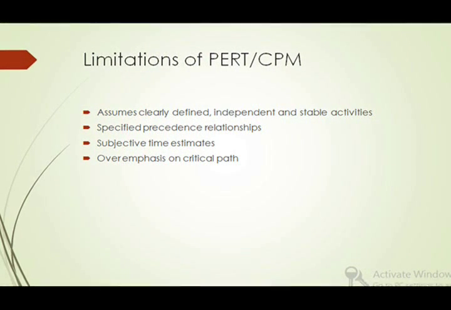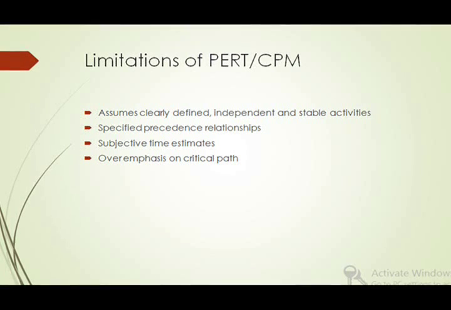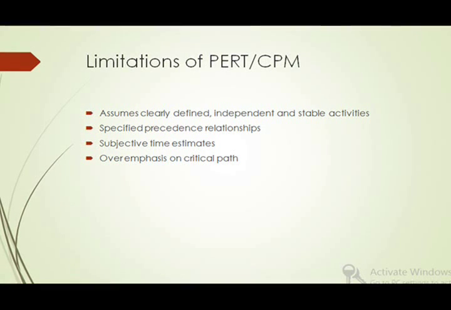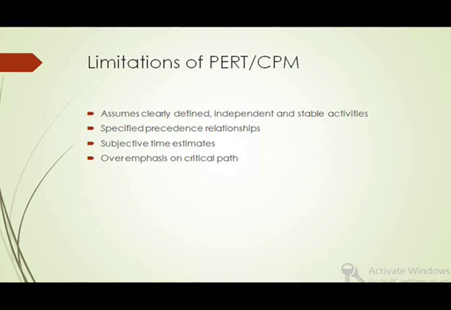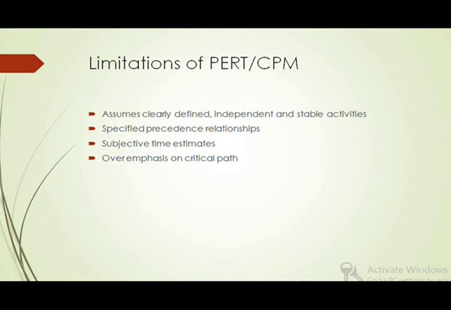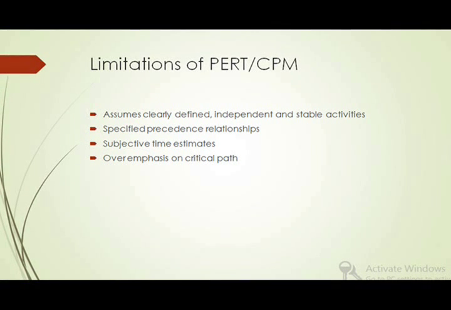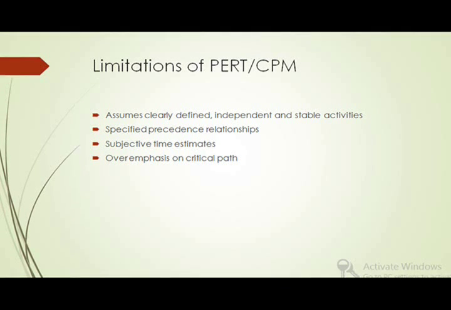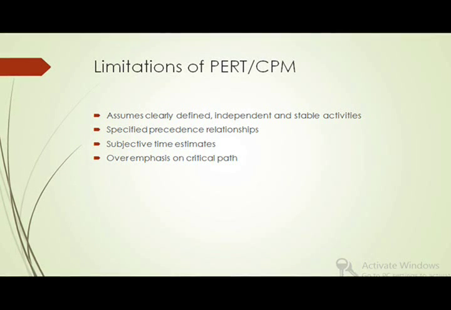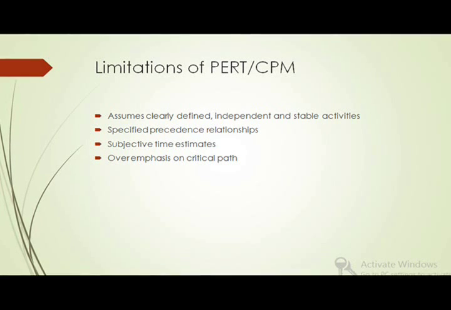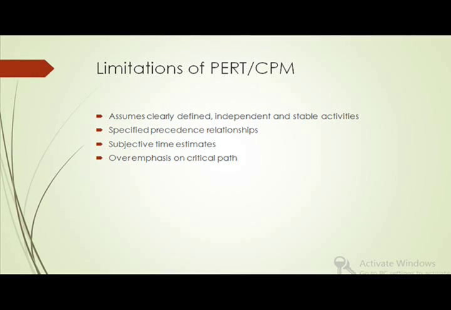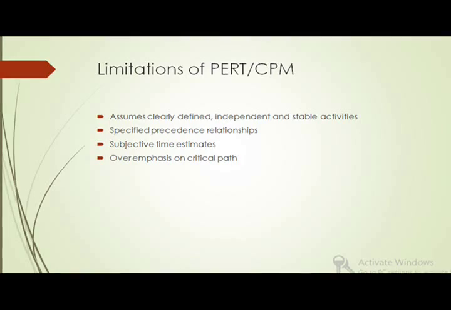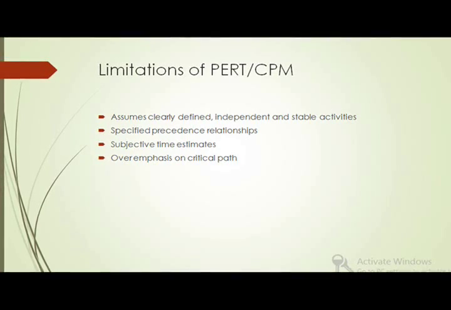Limitations of PERT and CPM. It assumes clearly defined, independent, and stable activities. It does not clearly indicate details regarding stability of the project. Second, specified precedence relationships, or the relationships between happenings before. Subjective time estimates and the overemphasis on the critical path.